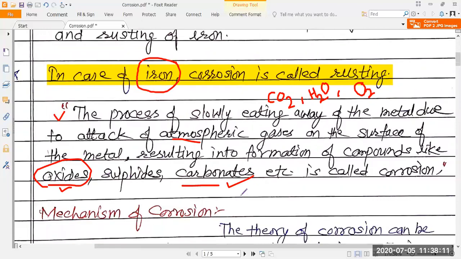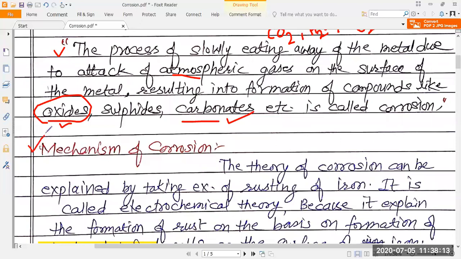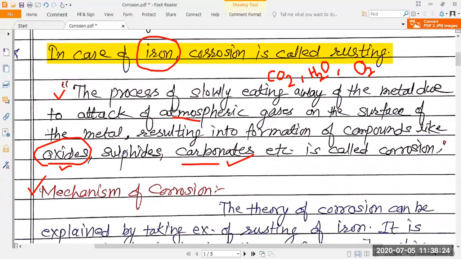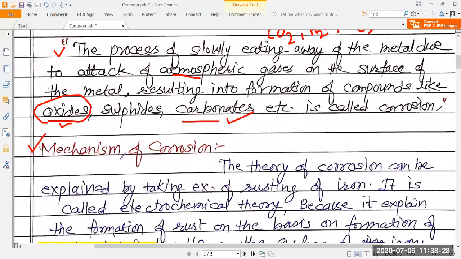So the next point we have to discuss is the mechanism of corrosion. How does corrosion start on the surface of metal when the metals come in contact with air, moisture, water vapors, oxygen, carbon dioxide, etc.? To understand the theory of corrosion, we must know about the electrochemical cell. And we have discussed very well what the electrochemical cell is.